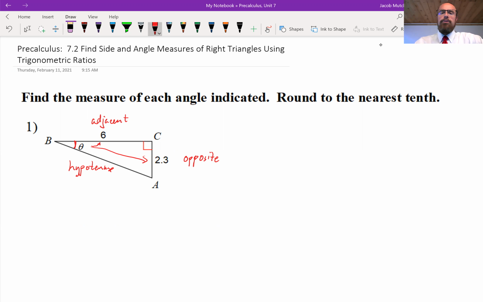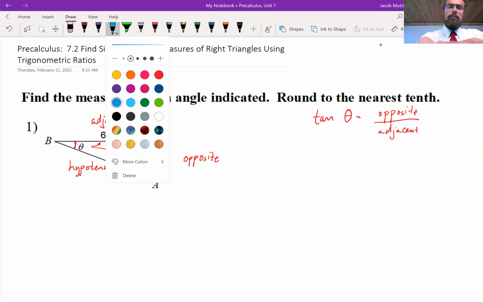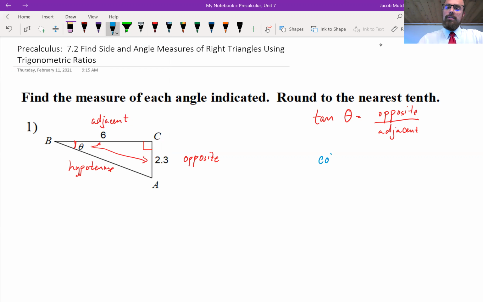So thinking about which trigonometric ratio I would define using opposite and adjacent, there's really two. I could use tangent. Let's remember the value of tangent. Tangent of theta is going to be opposite over adjacent. And then the second one is going to be cotangent. Remember, cotangent is basically the tangent ratio flipped over. So the other trig ratio that I could use in the setup for this question is cotangent. Again, adjacent over opposite.